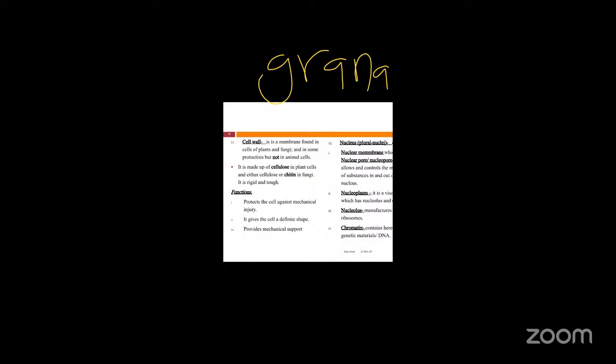So we also have the other function of a cell wall, which is it provides mechanical support. So there are those plants which do not have a wood stem. Now let me talk about this. We have two types of plants in relation to support. What is support?